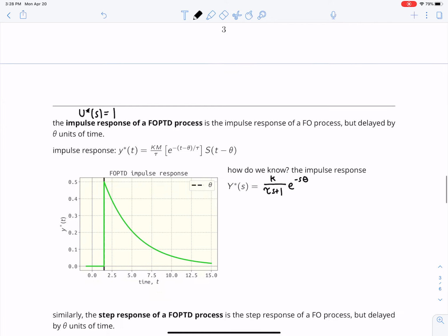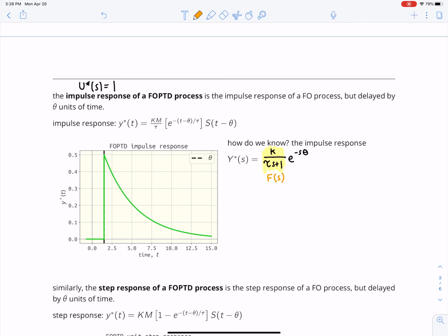And now we want to invert that, right? And so again, what we'll do is we'll say, oh, well, this right here, this is some function f of s. And we know the inverse of this. Oh, so we're doing an impulse response of magnitude m. So that's where the m comes from. So this is going to have an m here. And we know that the inverse of this is just an exponential. Km over tau e to the minus t over tau. And this is simply the impulse response of a first order process, right? If you remember that. So I'll say FO for first order.